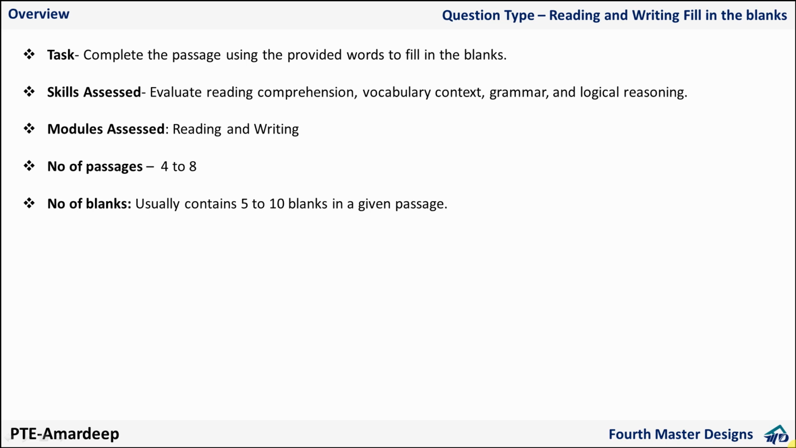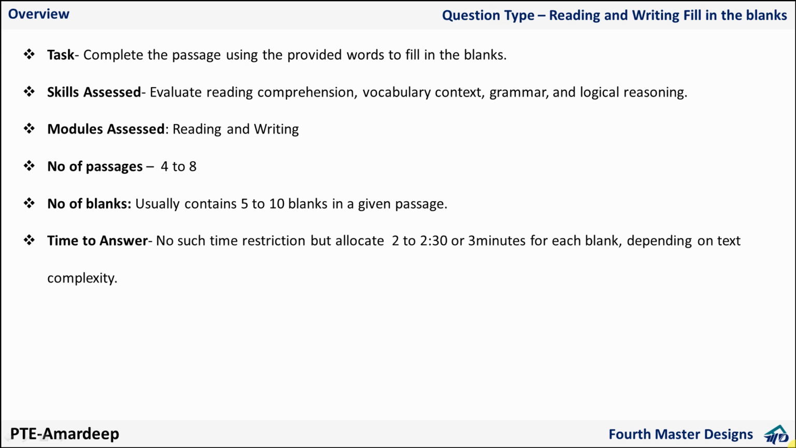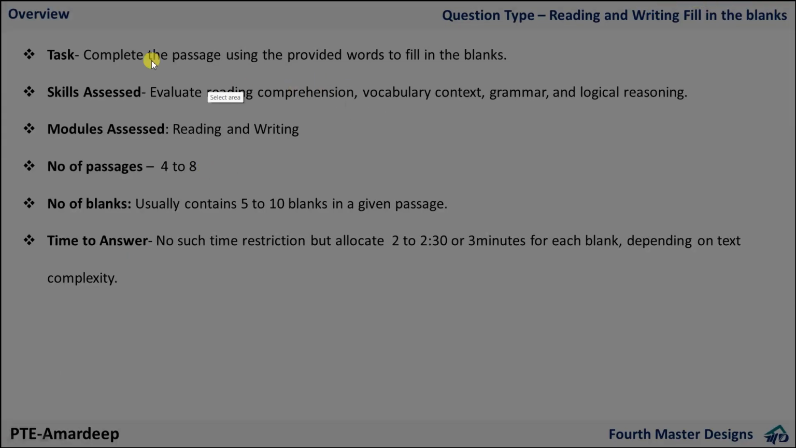Keep that in mind. And then time to answer. There is no such restriction. But the target to complete a passage should be 2 minutes or 2 minutes 30 seconds. Why? Now here I would explain one thing in detail.